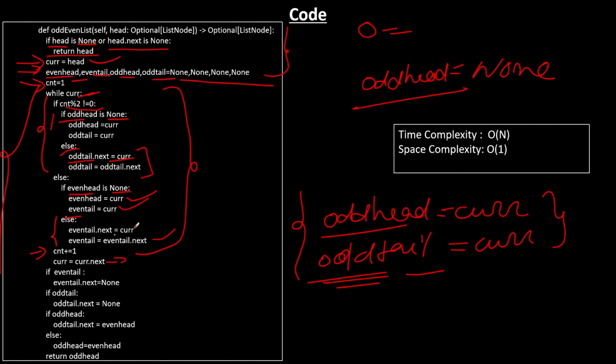we check if there is even tail or not. If it is, we complete the linked list by pointing the last node towards null, and similarly for the odd also we check if it is there, we do the same.